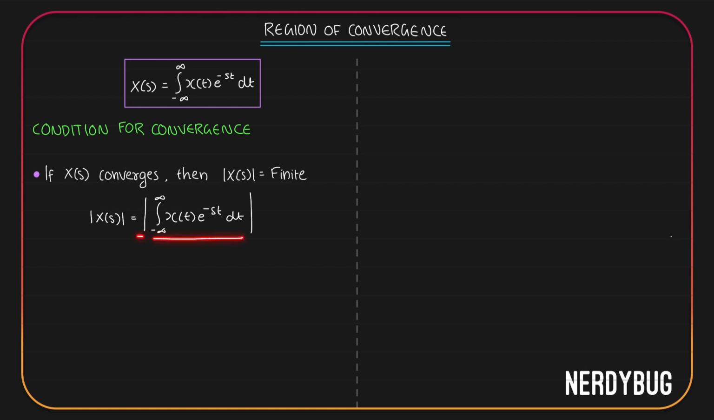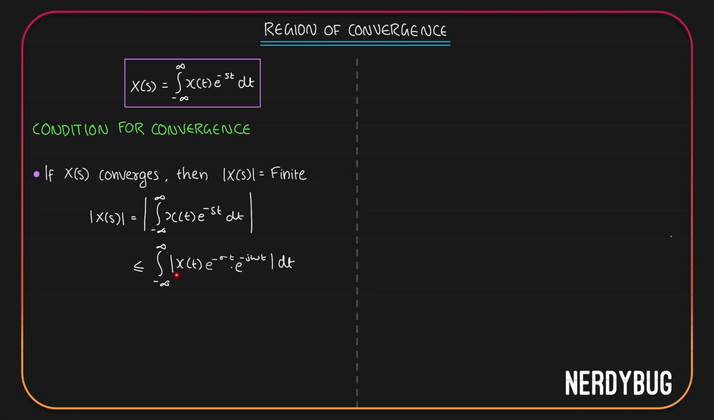Here we took the integration first and then the magnitude. Instead of that, if we take magnitude first and then integration, we'll have to change the equality sign to less than or equal to integral from minus infinity to infinity magnitude of the function x of t e raised to minus st dt. S here is sigma plus j omega. So instead of writing S, let us write sigma plus j omega. Now we have e raised to minus of sigma plus j omega into t, which can be written like this: e raised to minus sigma t multiplied by e raised to minus j omega t.